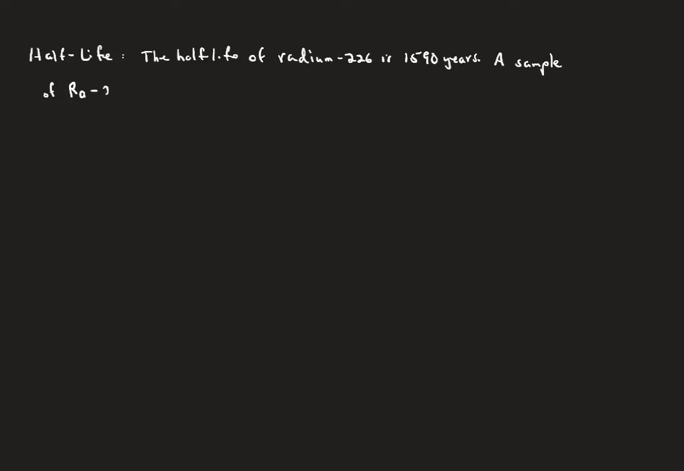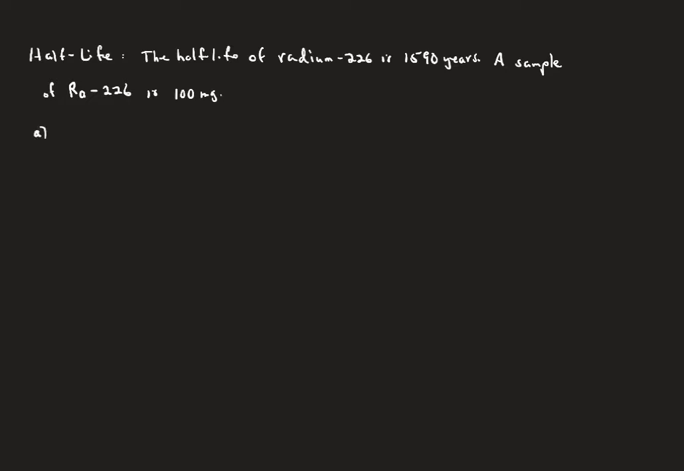We're going to talk here about half-life, and we have seen this at various times in the past, and this is also an example of our differential equation where the rate is proportional to the amount present. So we'll say in our situation, the half-life of radium-226 is 1,590 years. A sample, which we'll abbreviate as Ra, of radium-226 is 100 milligrams.